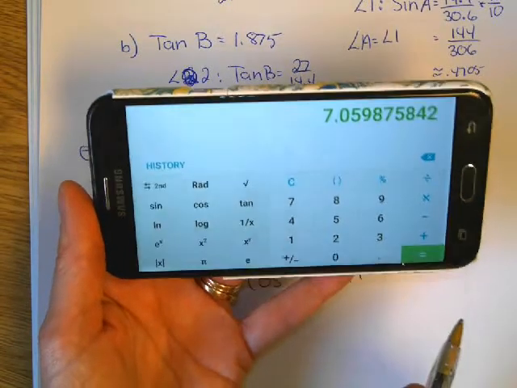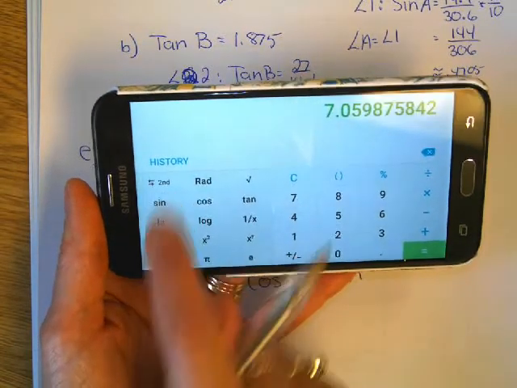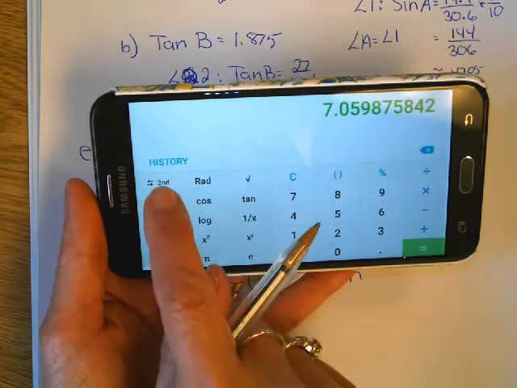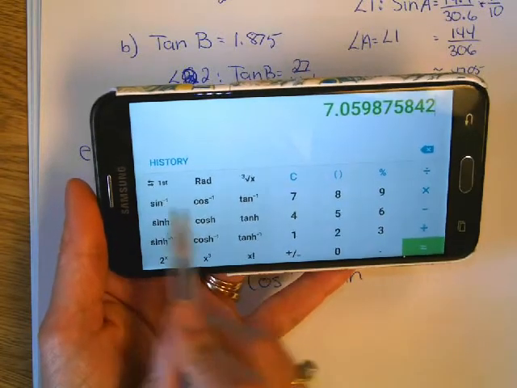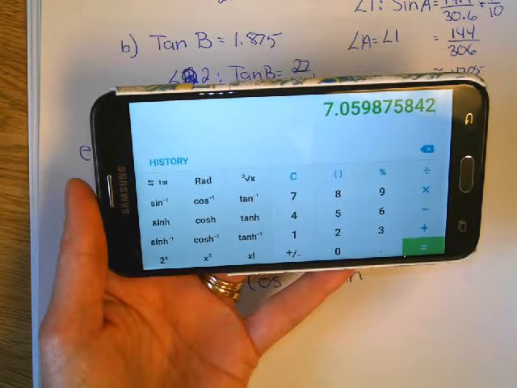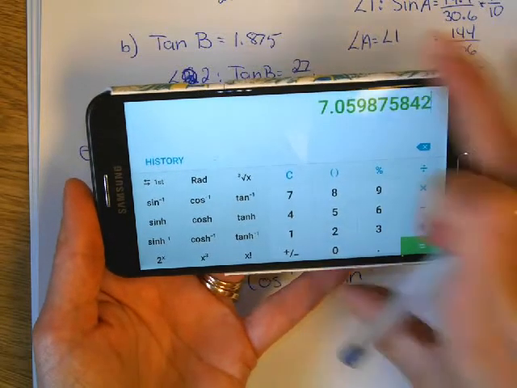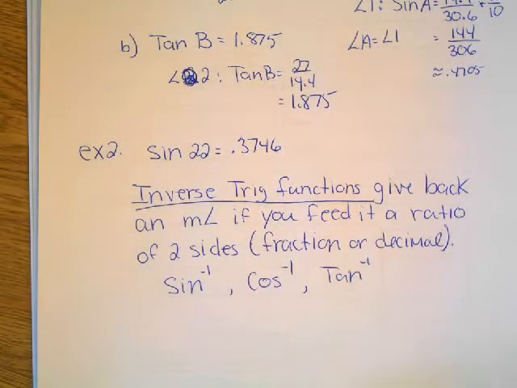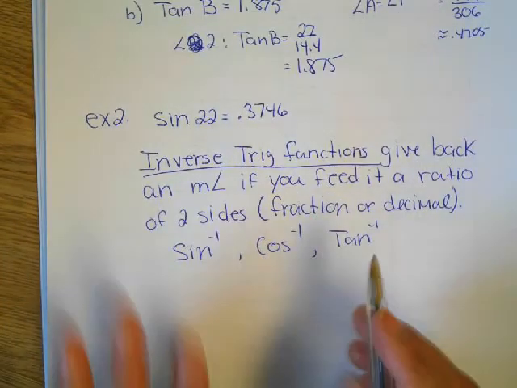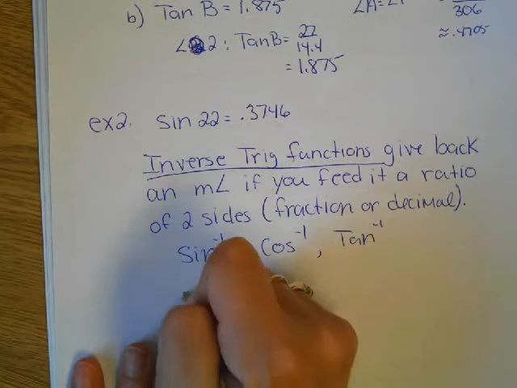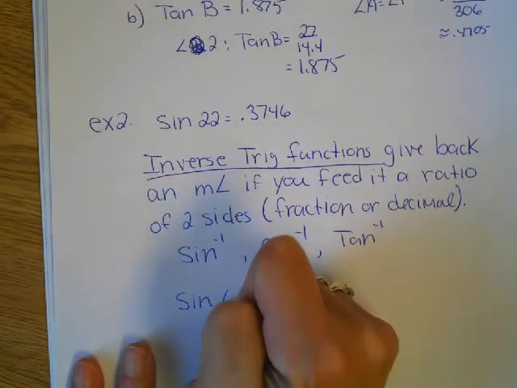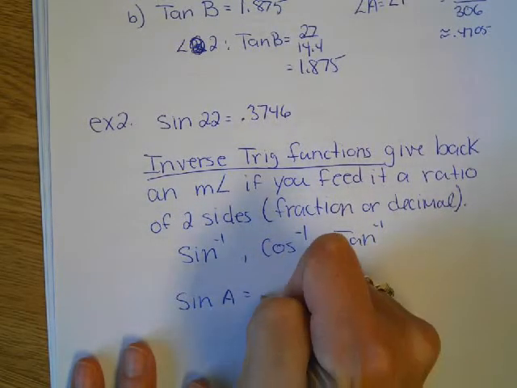On my cell phone, I've got to hit the second. See, there's my sine, cosine, and tangent. But when I press the second, I get the inverse functions. So it's just you figuring out your calculator and where things are at. So hopefully you can do that. So watch what happens now.